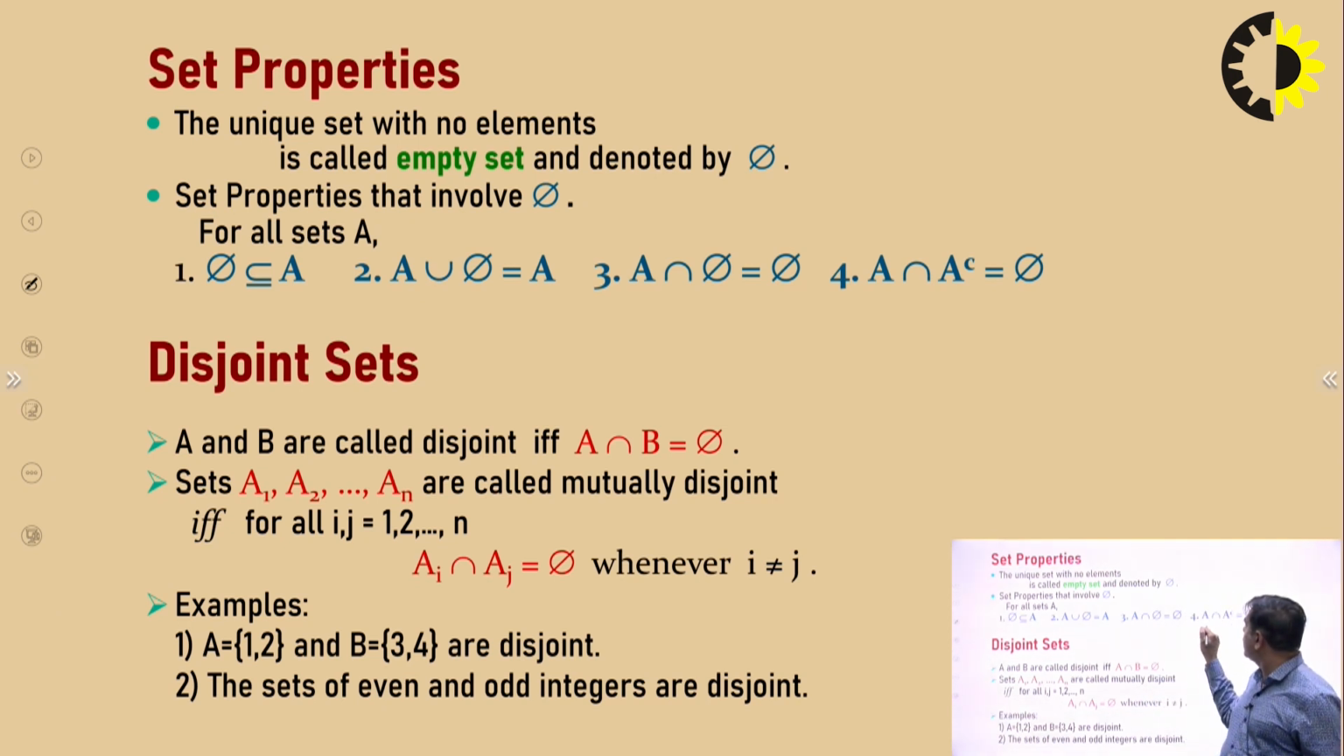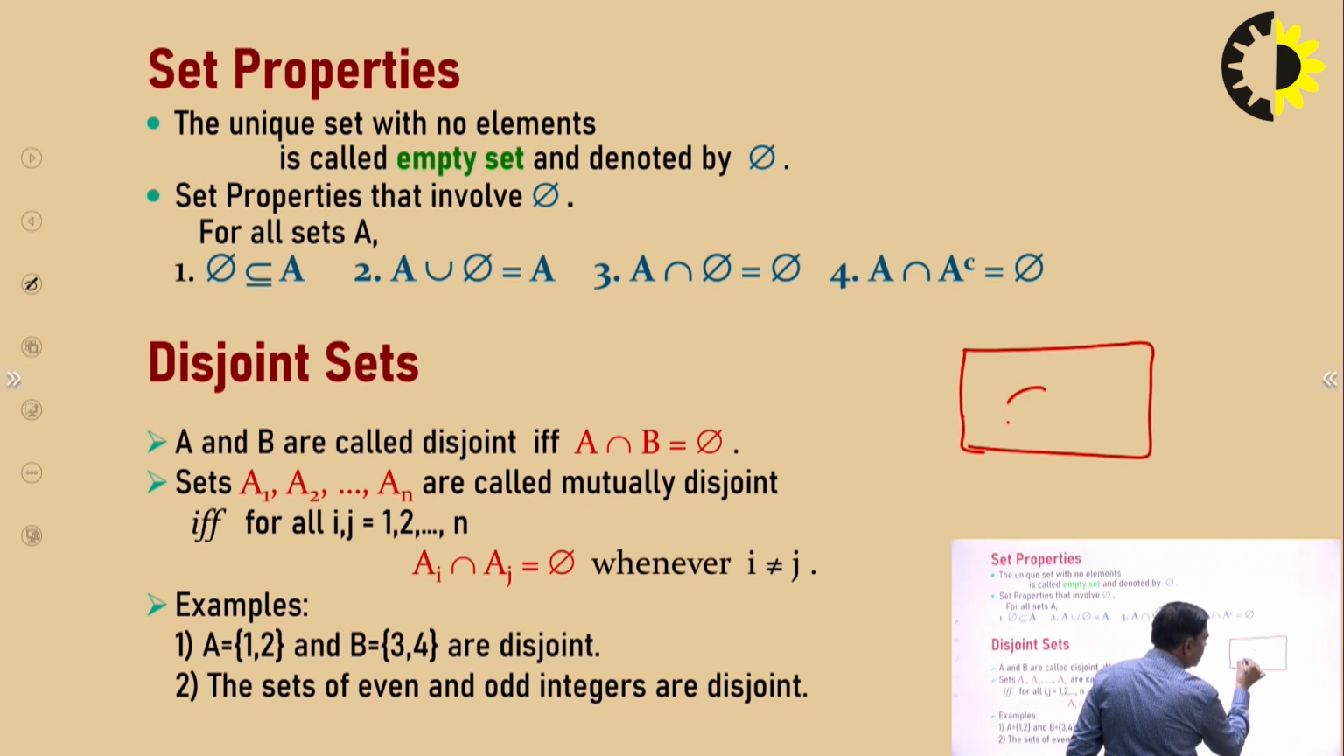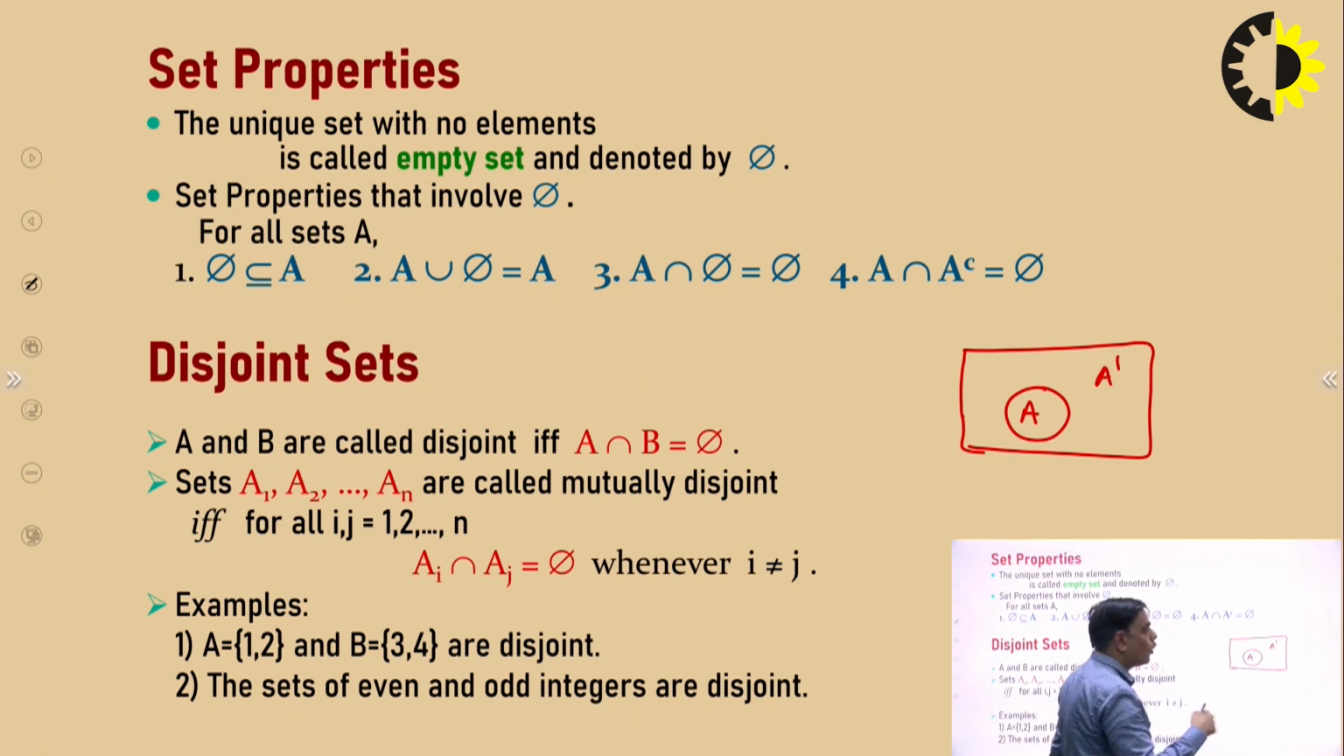If you take the intersection of A and A complement, again, this is A and this is the A complement, the outer boundary. There will be no common element between A and A complement. So this is again phi.